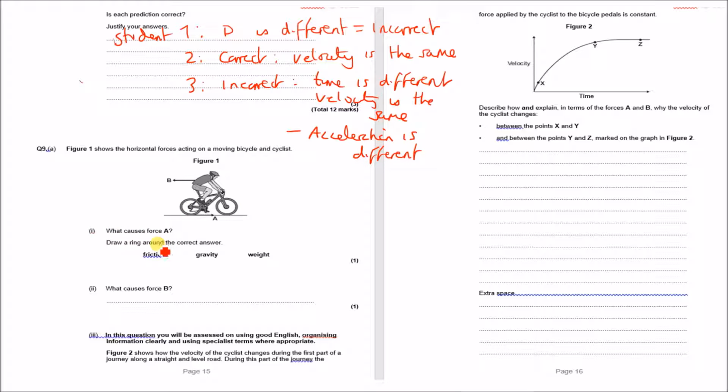Right, what causes force A? Well, that is friction. So force A is friction between the tyres and the road. What causes force B? That is drag, or more specifically, air resistance.